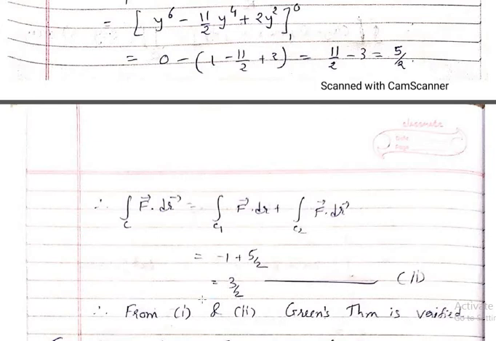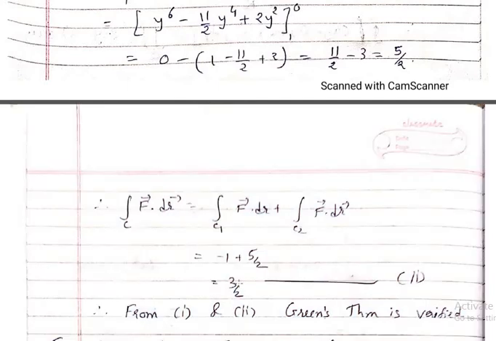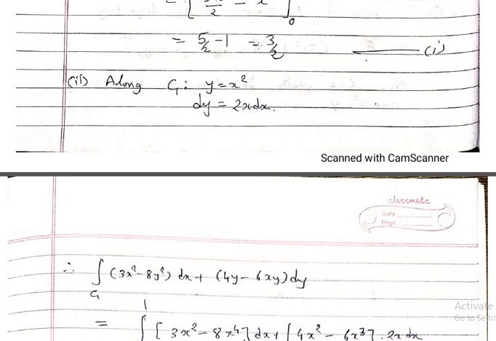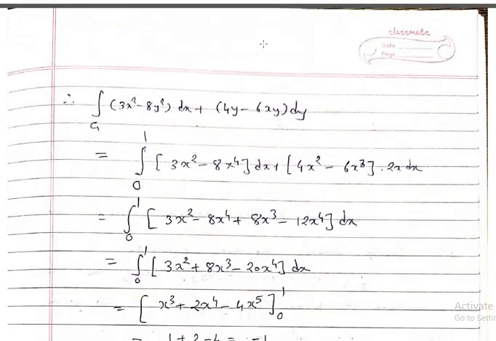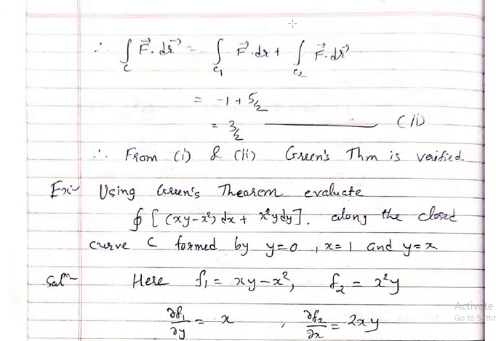So from result 1 and 2 we have both the same result. So the first one is also 3 by 2, the right hand side double integration is also 3 by 2, and in the same manner the line integration is also 3 by 2, and therefore from 1 and 2 Green's theorem is verified.